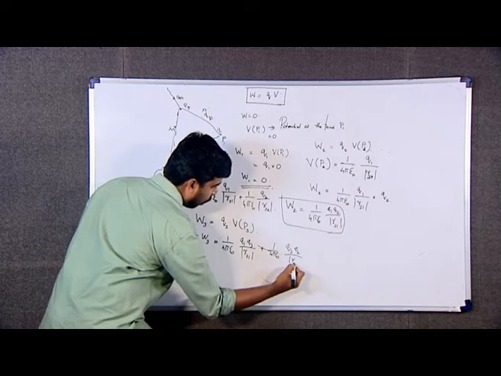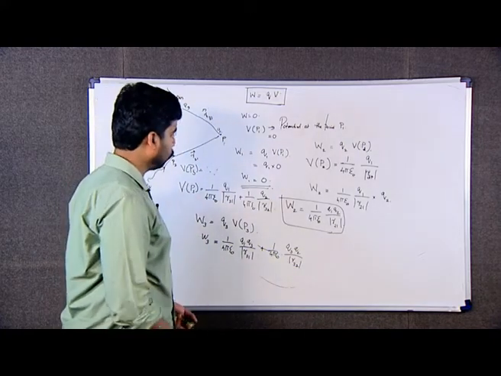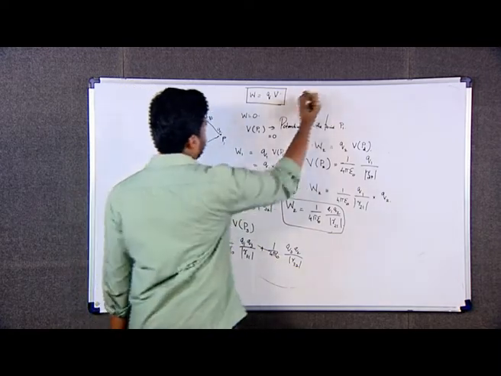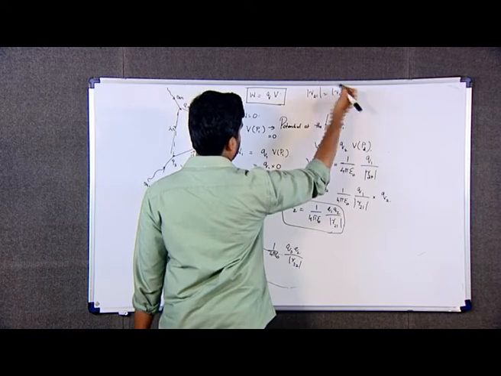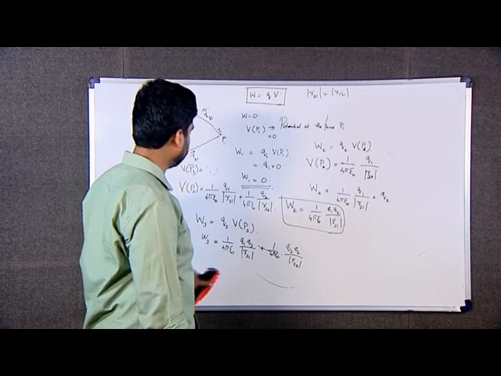modulus of R32. Since we are taking the modulus, I can write R21 as R12. I just inverse the notation for the position vector.